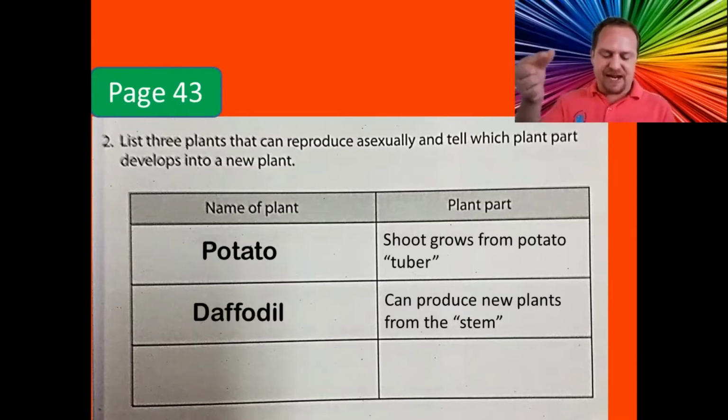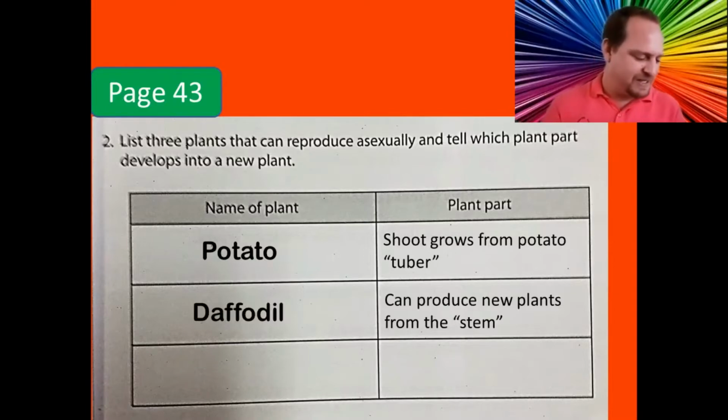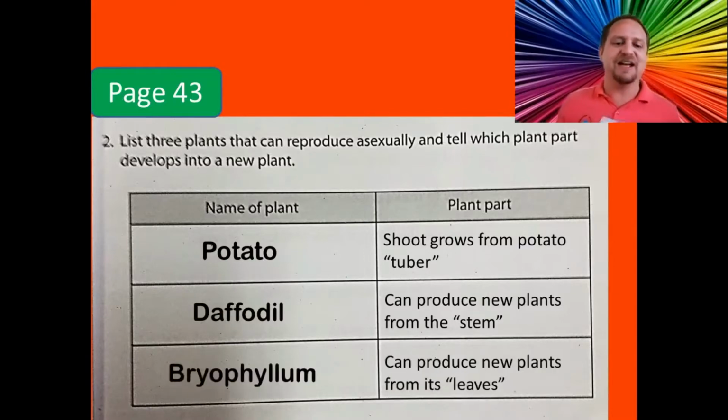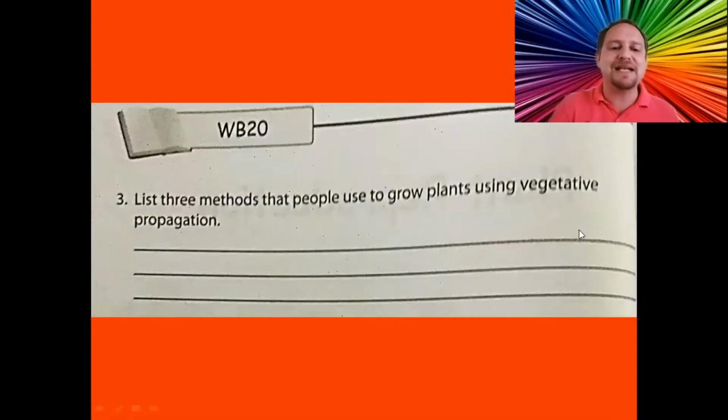Okay, daffodils, they can produce new plants from the stem. Okay, and the stem is the green part of the plant that holds the flower up, isn't it? Okay, and the last one, can you say this word? Oh my, bryophyllum can produce new plants from its leaves. Okay, and if you look at the picture on page 43, it's a beautiful picture. You can see tiny, tiny, tiny little leaves on the bigger leaves, can't we? Okay, excellent. Let's go on then, page 20.